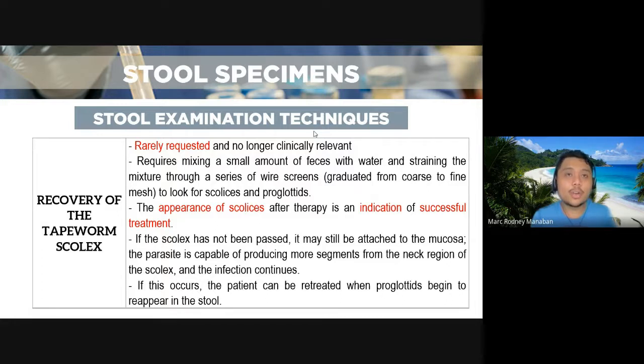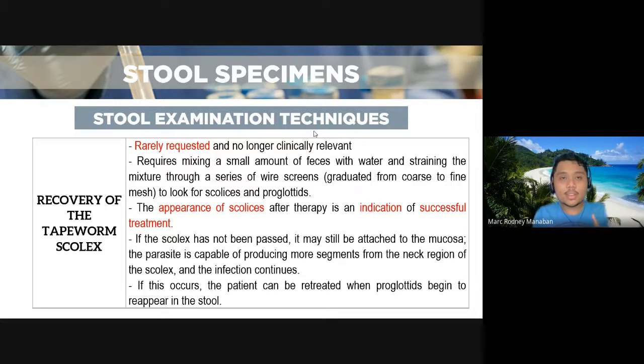But if it's still requested, what we're looking for is again your scolex, because the recovery of the tapeworm's scolex in a patient's sample undergoing treatment for a tapeworm infection indicates success in treatment. Okay, because it means that your scolex was removed, natangtang siya sa intestinal mucosa. Because again, recall, the head of the tapeworm, your scolex, is where the other parts of the tapeworm will come from. So from the head, the neck, and then the proglottids, the individual segments of your tapeworm.